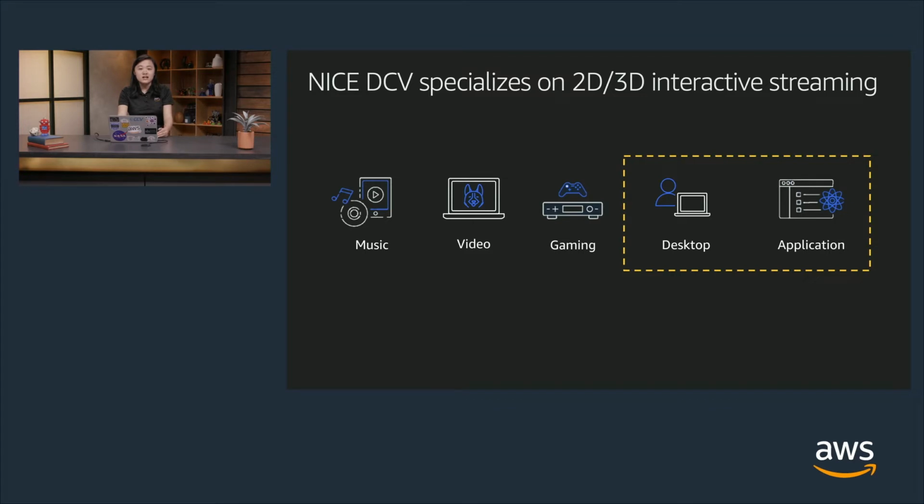NICE DCV specializes on 2D and 3D interactive streaming over Ethernet or Wi-Fi networks. It works with any cloud service, including Amazon Web Services, and any on-premise infrastructure. With the power of NICE DCV, you can seamlessly connect to your running remote session and smoothly interact with it as if you were sitting at the machine itself. You can harness the power of EC2 or on-prem data center hardware from your personal desktop or laptop and run demanding simulations or analysis from anywhere with an internet connection.